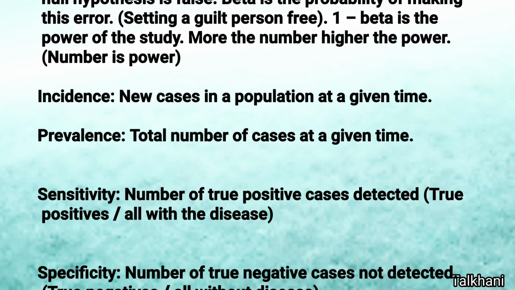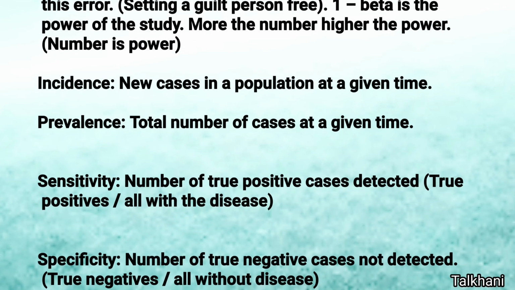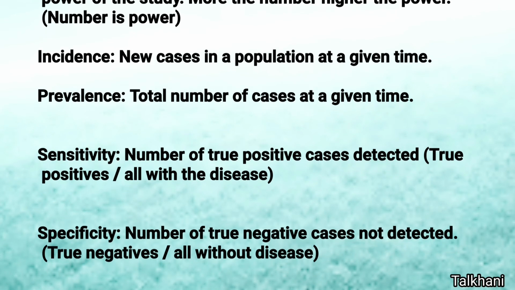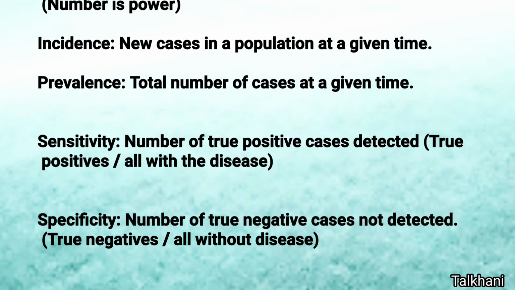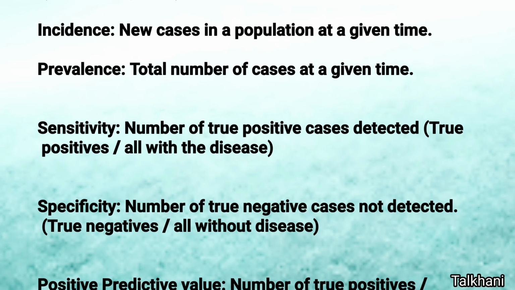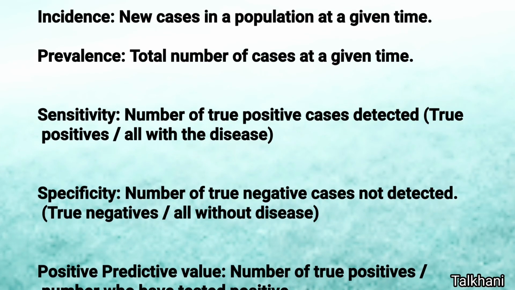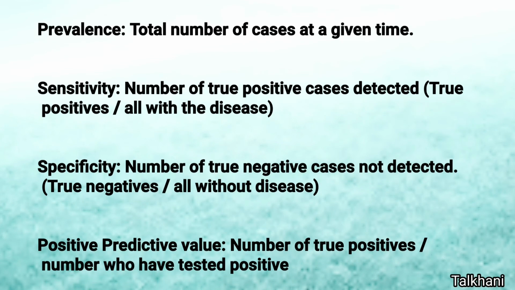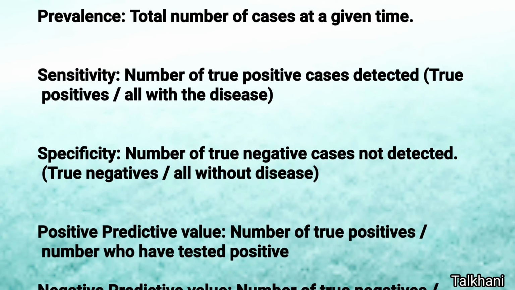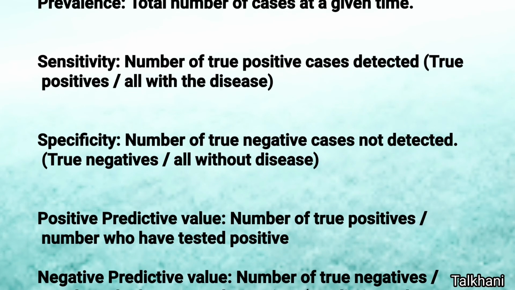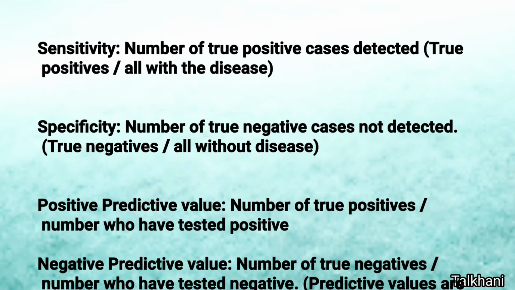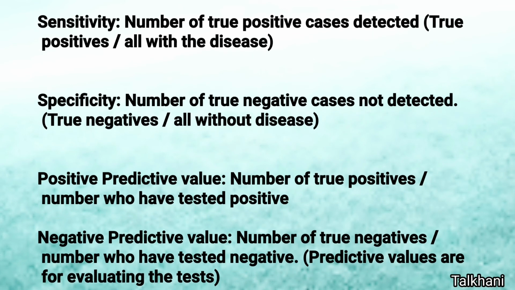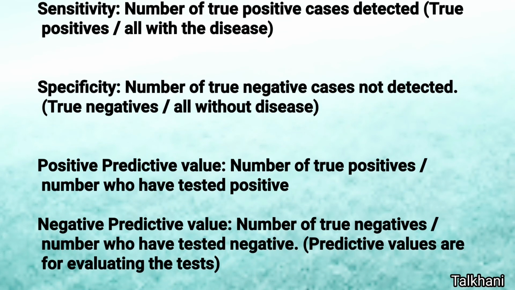Incidence is the number of new cases in a population at a given time. Prevalence is total number of cases at a given time. Sensitivity is the number of true positive cases detected. True positives divided by all the subjects with the disease is sensitivity. Specificity is the number of true negative cases not detected. True negatives divided by all without disease is specificity.